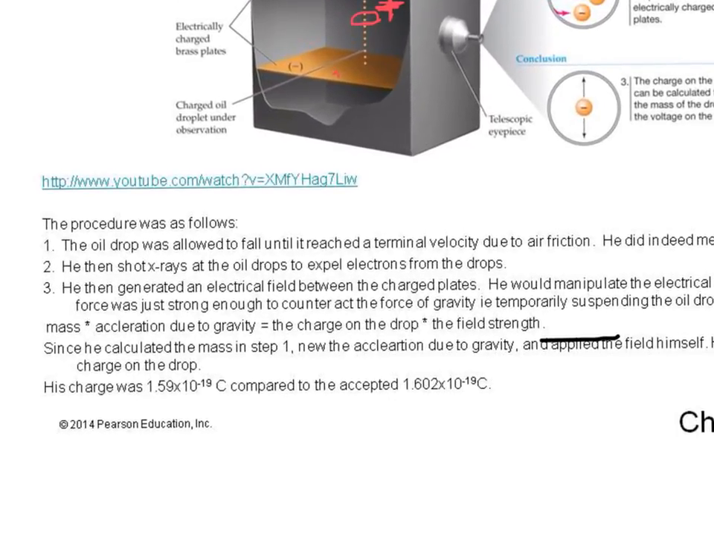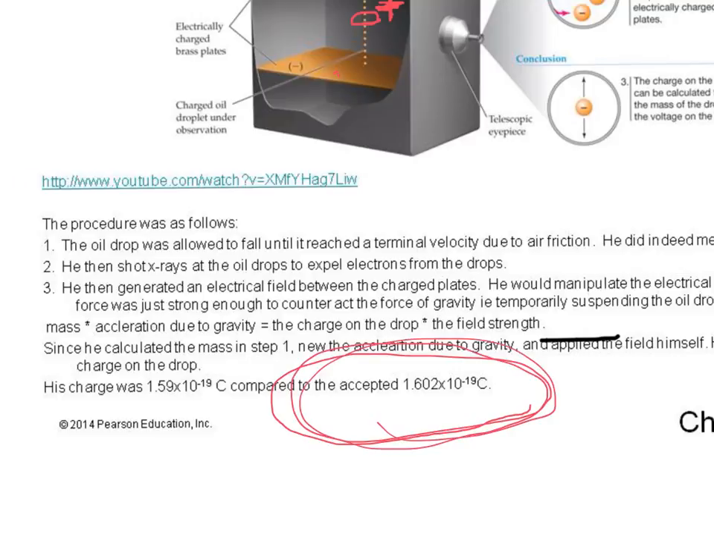And he discovered that the charge of an electron, according to his measurements, was 1.59 times 10 to the negative 19th coulombs. Further scientific work with more advanced equipment has come up with a current accepted value of 1.602 times 10 to the negative 19th coulombs for the charge of an electron.